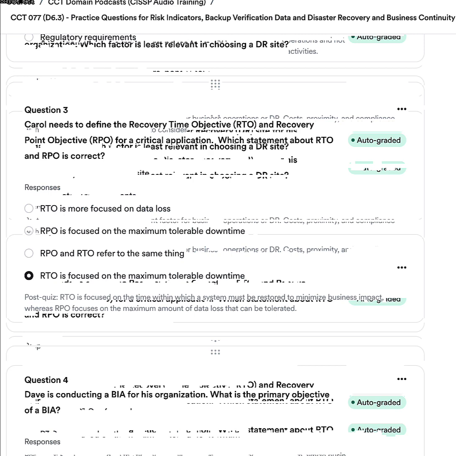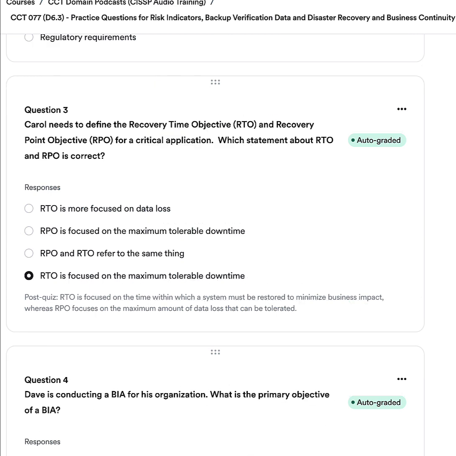Question 3. Carol needs to define recovery time objectives, RTOs, and recovery point objectives, RPOs, for a critical application. Which statement about an RTO and an RPO is correct? A, the RTO is more focused on data loss. B, RPO is focused on the maximum tolerable downtime. C, RPO and RTO refer to the same thing. And then D, RTO is focused on the maximum tolerable downtime.